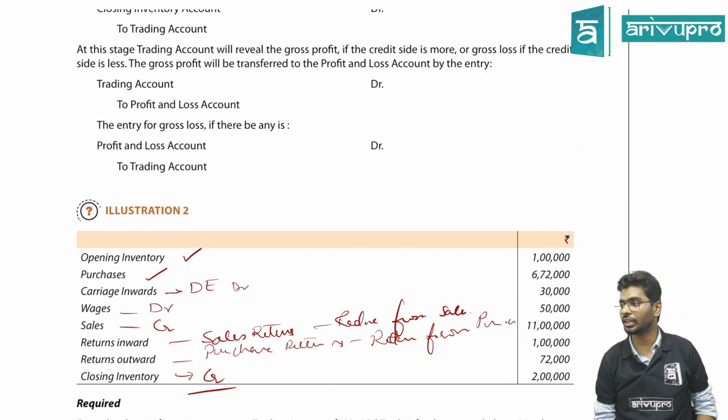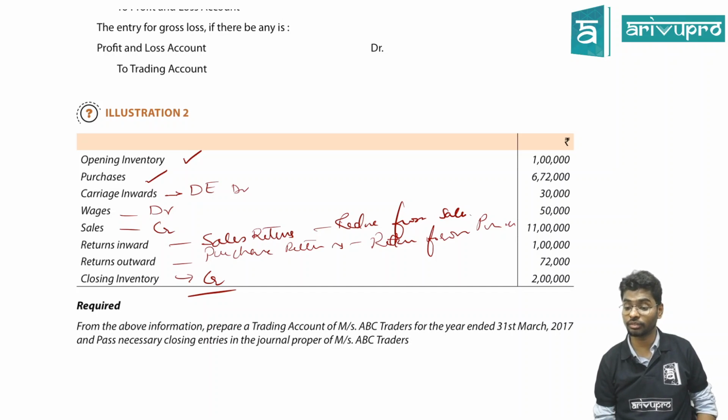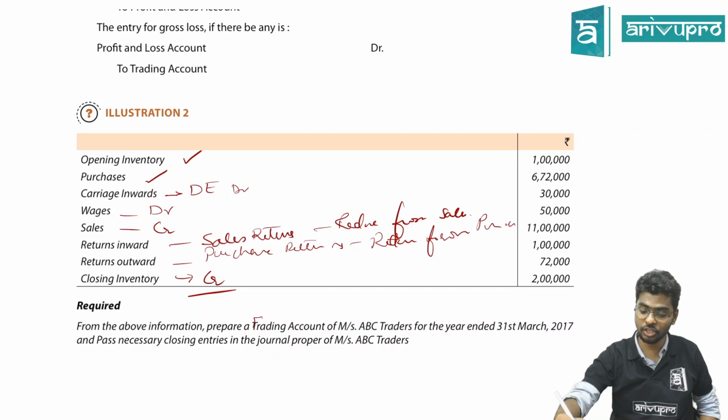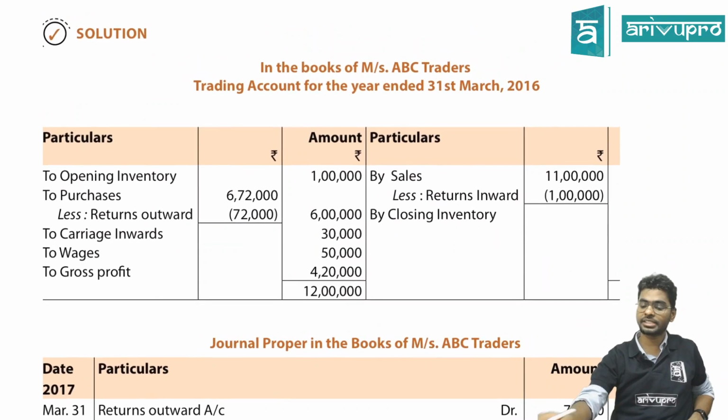Now do your P&L account, and I need it as per the format. Trading account for ABC Traders for 31st March 2017. Please write the format of the trading account; this entire thing becomes your heading. Guys, check your answers.